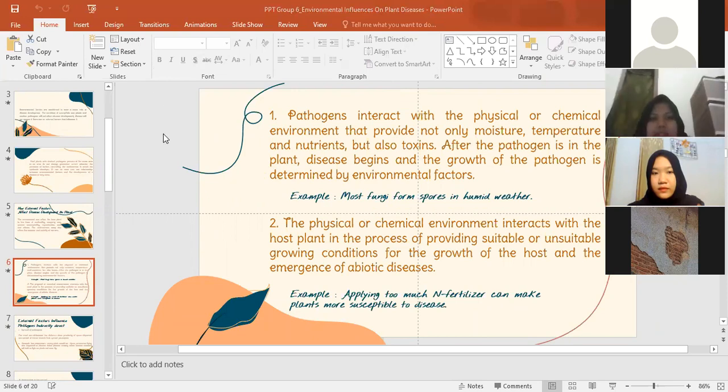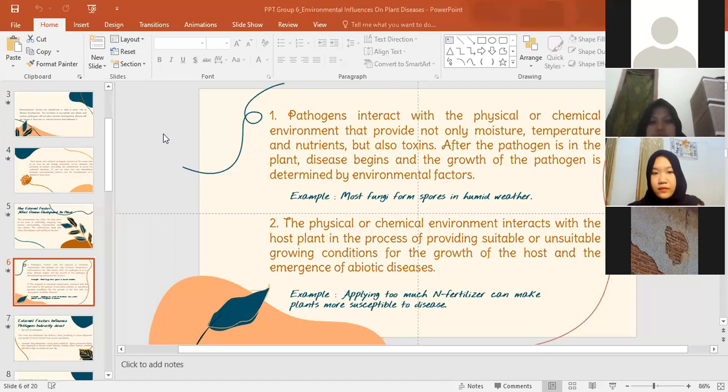One, pathogens interact with the physical or chemical environment that provides not only moisture, temperature, and nutrients, but also toxins. After the pathogen is in the plant, disease begins and the growth of the pathogen is determined by environmental factors.